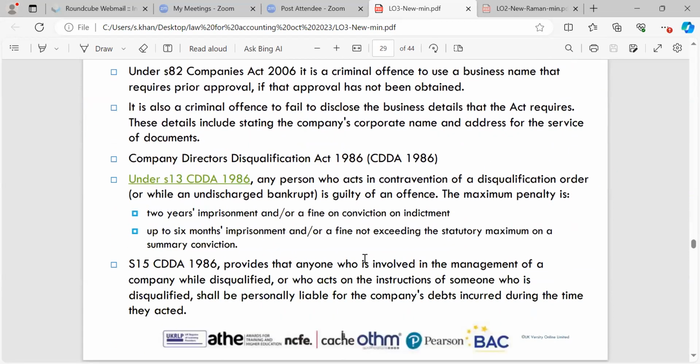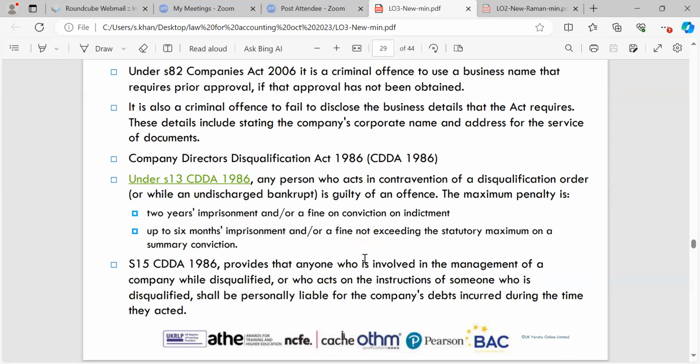Business name: under Section 82 of the Companies Act 2006, it is a criminal offence to use a business name that requires prior approval if that approval has not been obtained. It is also a criminal offence to fail to disclose the business details that the Act requires. These details include stating the company's corporate name and address for the service of documents. And that's under the Company Directors Disqualification Act 1986.